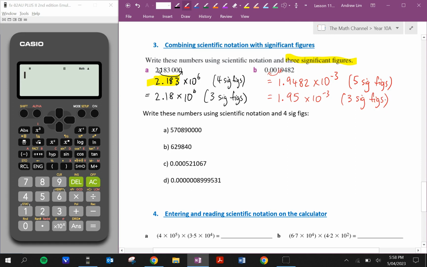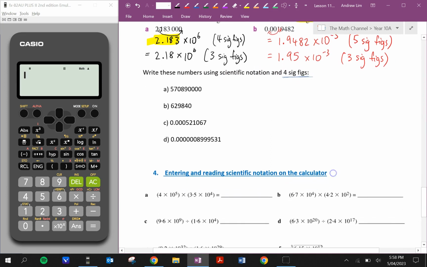So, have a go with A, B, C, D. Write these numbers using scientific notation and 4 sig figs. Pause the video and have a go.